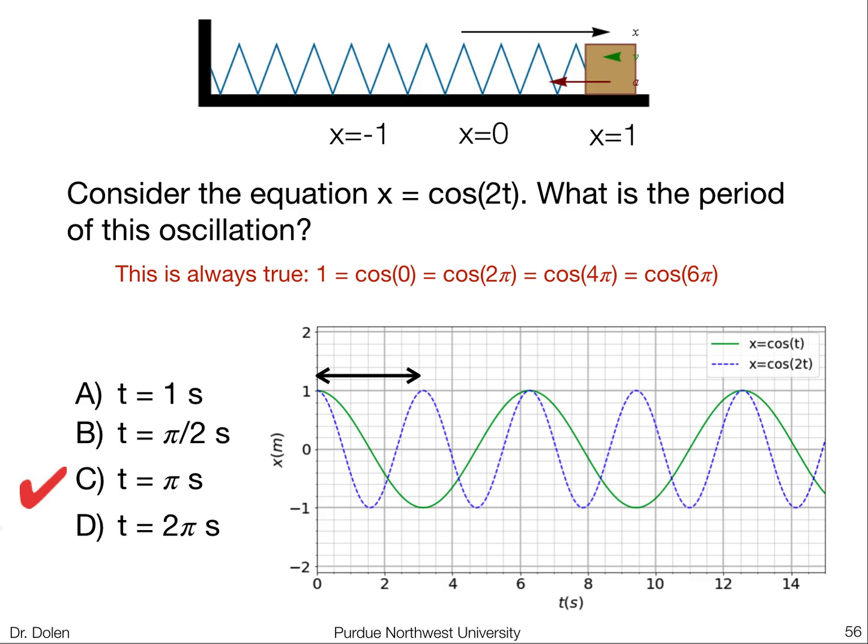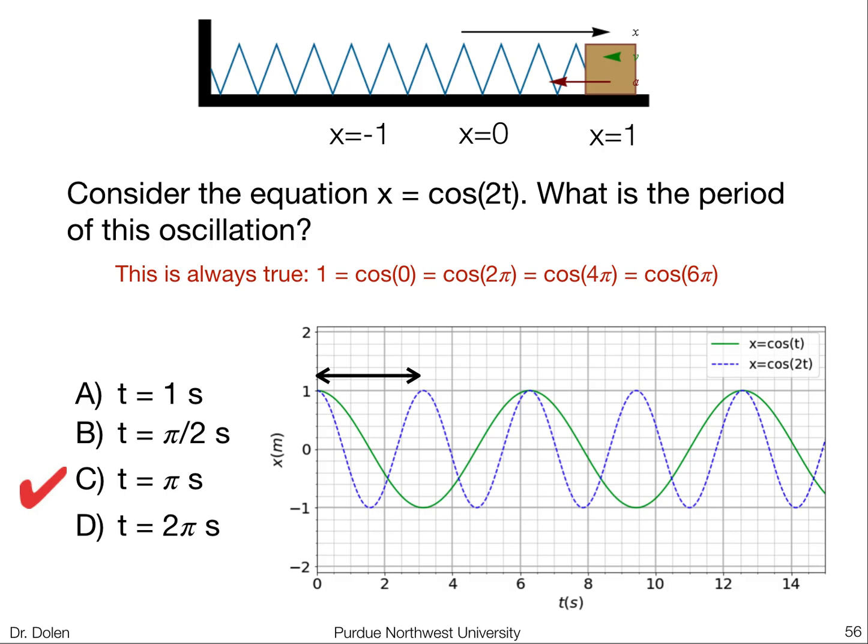By multiplying t by 2, I've basically shrunk down my cosine. If I plot my green curve here, that is x equals cosine of t. If I do x equals cosine of 2t, I now go through 2 complete oscillations in the period before, where I went through 1 complete oscillation. So before, my period was 2 pi, now my period is just pi. It takes pi seconds to go through 1 complete cycle.